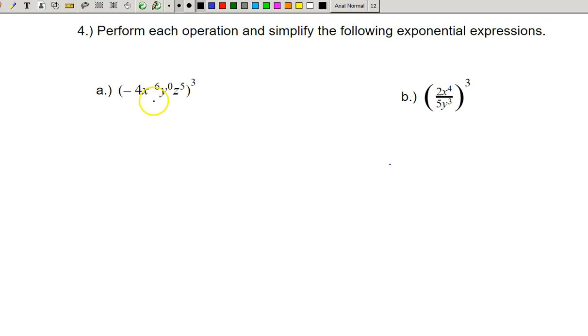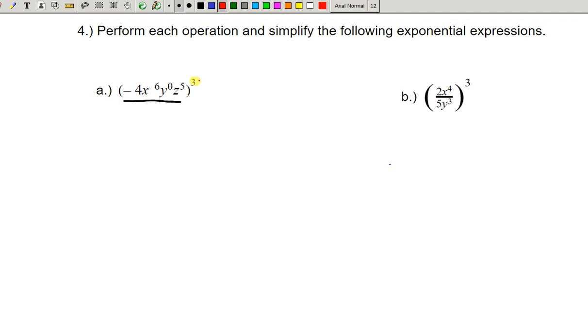You can fast forward, you can pause, you can rewind, you can replay, wherever you need to. So, looking at number 4a, trying to use all the exponent properties again. We basically have a big old product. We have a bunch of stuff multiplied together, and that whole product is raised to a 3.